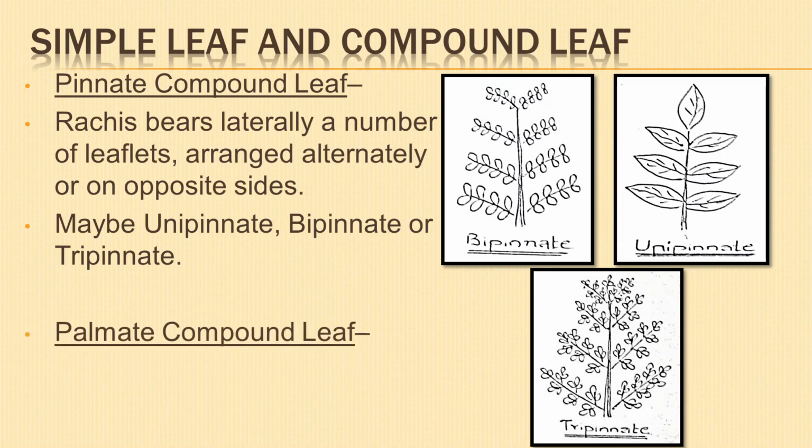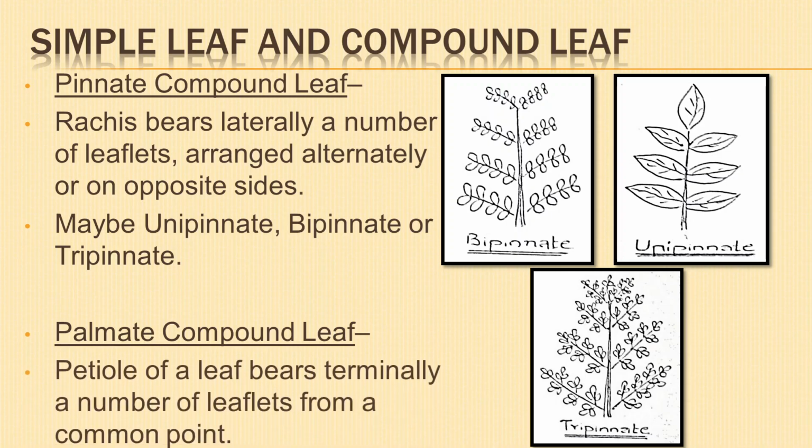When the petiole of a leaf bears terminally a number of leaflets radiating from a common point, the leaf is known as a palmately compound leaf, as in silk cotton tree.